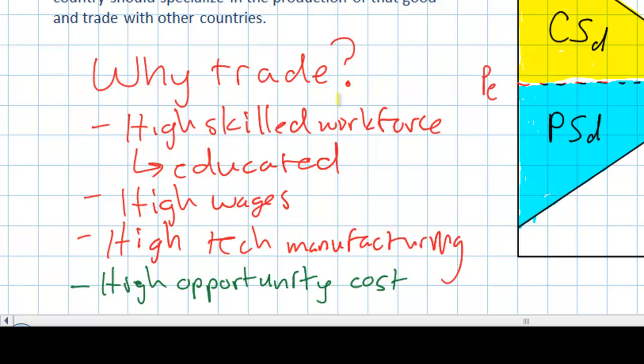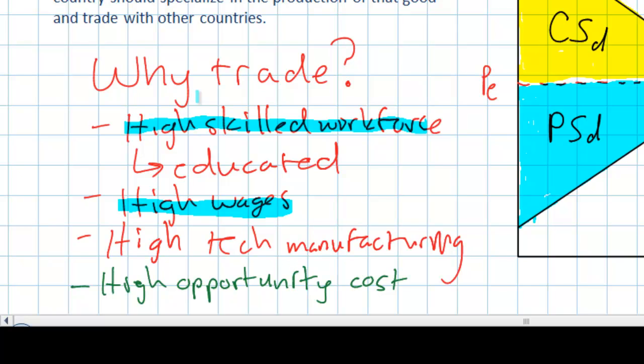If we look at the skills of the workforce in China, China has a much larger pool of lower skilled labor. In addition, workers in China are willing to work for lower wages. In China, the workforce is not as high skilled. The wage rate that they're willing to work for is lower. And China has not developed the high tech capital that characterizes the US economy.